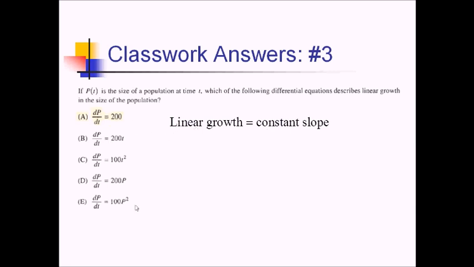Well, all of these have variables in the second half of the equation, except for this first one, choice A. This is just growing at a rate of 200 people or whatever per time unit. So choice A is the way to go on this one.